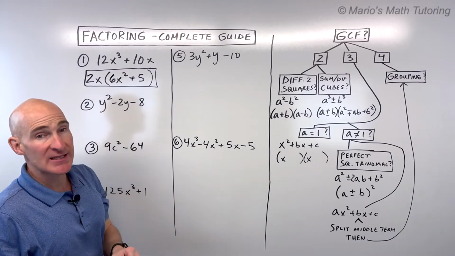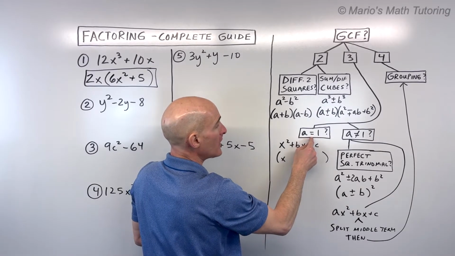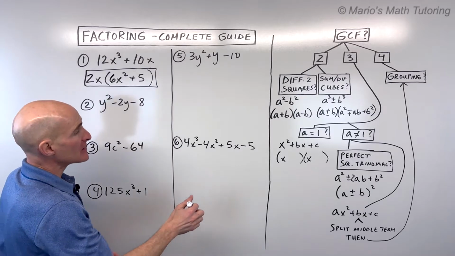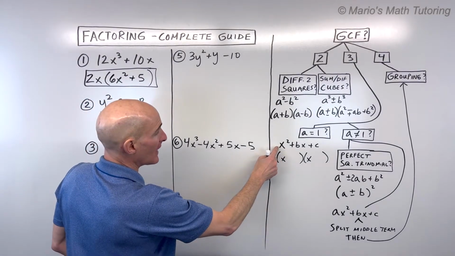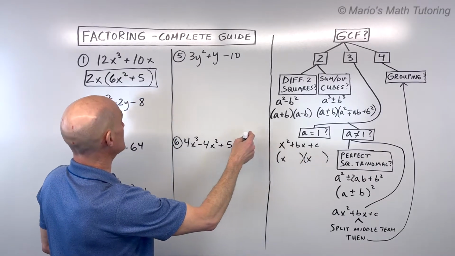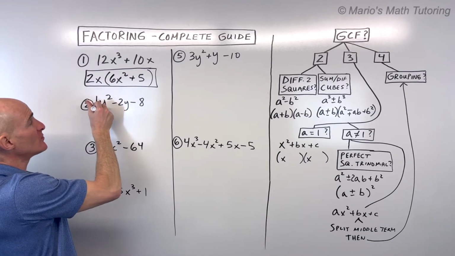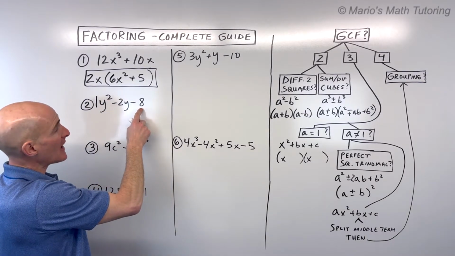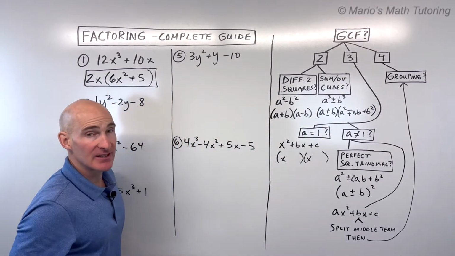So then I look and say, following this down here, does A equal 1 or does A not equal 1? Now when I talk about A, it's this number here in front of the x squared term. It's in the form ax squared plus bx plus c. In this case, A is equal to 1. It's not written, but it's understood to be a 1. So what I do is I say, okay, what 2 numbers multiply to this c value, but they have to add to the b value.